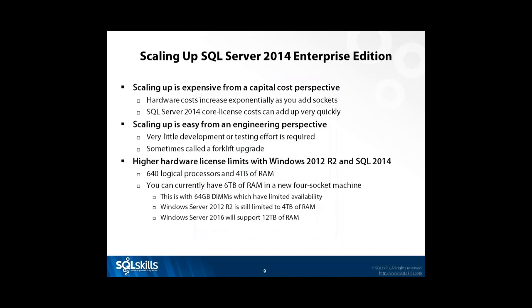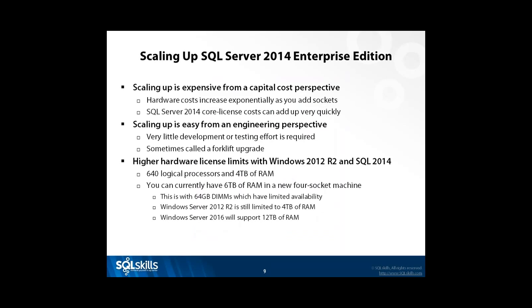So scaling up SQL Server. Scaling up means you go from, say, a 2-socket machine to a 4-socket machine to an 8-socket machine, and you do that as the smaller machines become saturated with so much work. And that's really easy from an engineering perspective. You don't have to do a whole lot of development or testing to do that. And sometimes it's called a forklift upgrade.